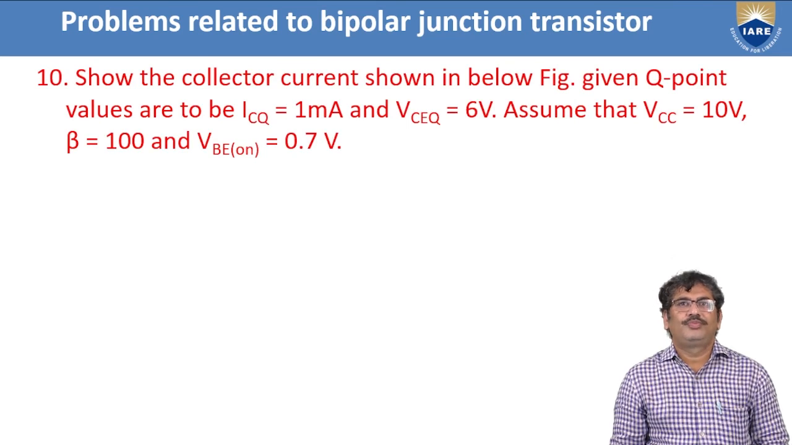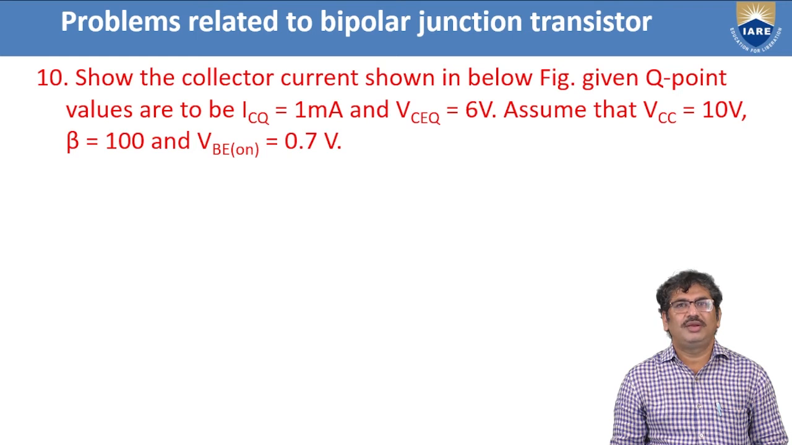The 10th problem. Find the collector resistance shown in the figure below. Given Q point values are ICQ is equivalent to 1 milliampere and VCEQ is equivalent to 6 volts. Assume that VCC is equivalent to 10 volts, beta is equivalent to 100 and VBE on is equivalent to 0.7.